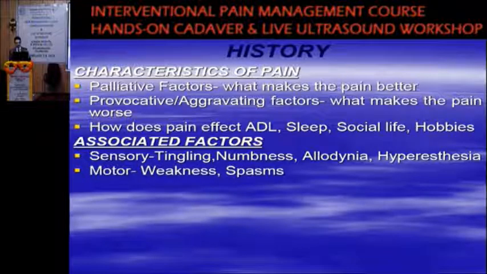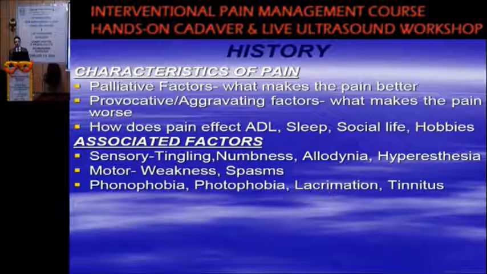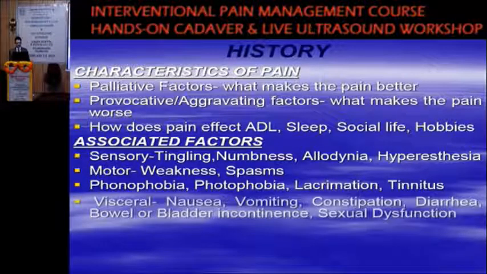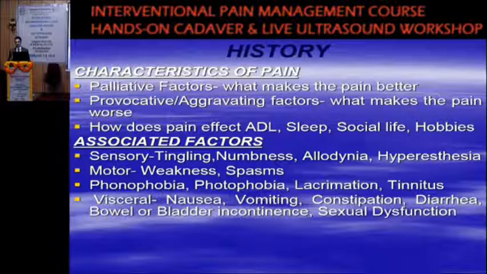Motor symptoms, weakness. If there is motor weakness, if there's a foot drop, you know it is radiculopathy, right? There is a nerve root being compressed. Spasms. Phonophobia, photophobia are giveaway signs of what? Migraines, right? If they say that, then your mind goes automatically in the direction of thinking that it may be a migraine. No, lacrimation, tinnitus, visceral abdominal pain. Do you have nausea, vomiting, constipation, diarrhea, bowel or bladder incontinence? Very, very important. Sexual dysfunction.